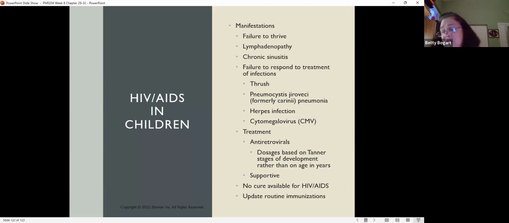We know if it is HIV, they have no immune system, and it's failure to thrive. Their lymph nodes are all swollen up, they have chronic sinusitis, and they're really difficult to treat for infections. Then we see those things: the thrush, the pneumocystis, and the herpes and CMV, all of those things that can occur because of HIV and a diminished immune system.